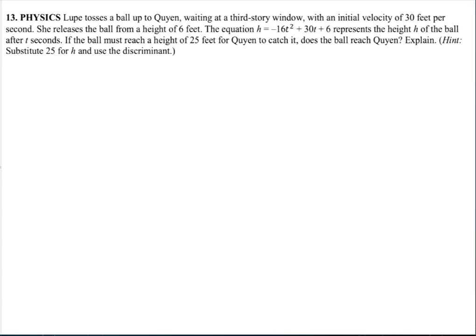All right, and then I'm going to jump to the very last one, the word problem, because I want you to kind of see how this works in a real world situation. So it says, Lupe tosses a ball up to Quyen waiting at a 3rd story window with an initial velocity of 30 feet per second. She releases the ball from a height of 6 feet. The equation h equals negative 16t squared plus 30t plus 6 represents the height of the ball after a certain number of seconds.